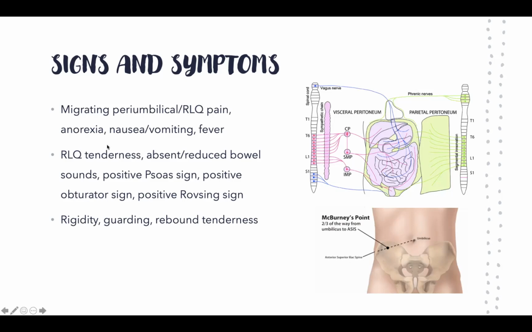Other common symptoms are anorexia, nausea, vomiting, and fever as well. There are also some interesting signs that we'll talk about. Once the appendix ruptures as a complication, the patient can then develop rigidity, guarding, and rebound tenderness, which is when the peritoneal cavity is involved. And this is a more alarming sign.